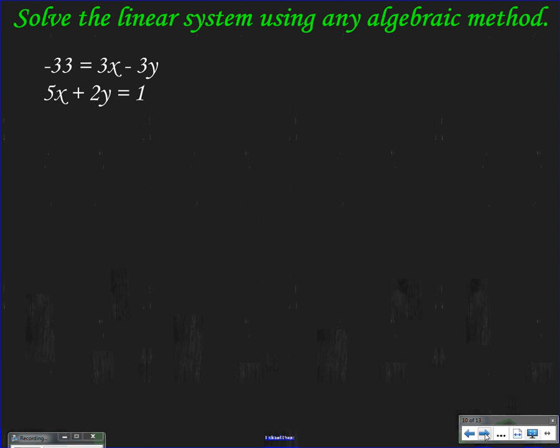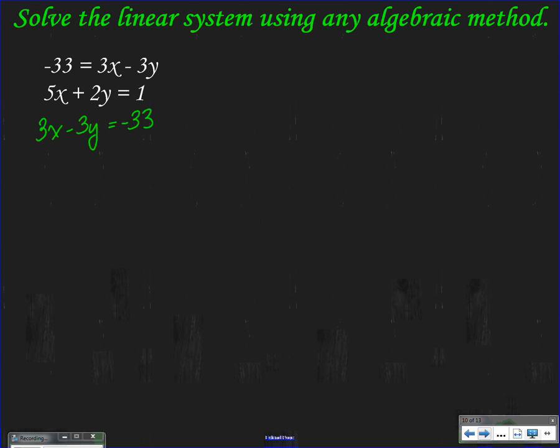Okay. So the last one, I'm pretty sure this is the last one. Let me look. Oh, yeah, this is the last one. Great. Solve the linear system using any algebraic method again. So we're going to do the same one. And I'm going to look at this. Again, if I'm doing elimination, I need to put them in columns. To put them in columns, it looks like all I have to do is take my top equation and flip it. So I would get 3x minus 3y equals negative 33.